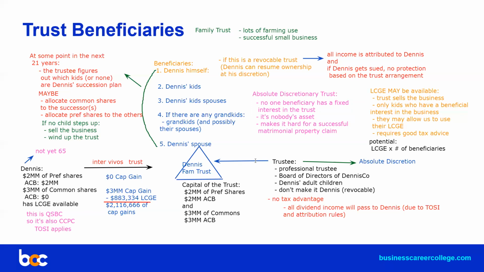We just have a trustee who can make every decision. So this is the opposite of what I showed you with the life insurance trust. Remember, with the life insurance trust, I talked about absolute discretion being a minefield that could potentially come back and bite us. Here, I'm deliberately using absolute discretion because it prevents anybody from having a firm claim to any of the assets in the trust.